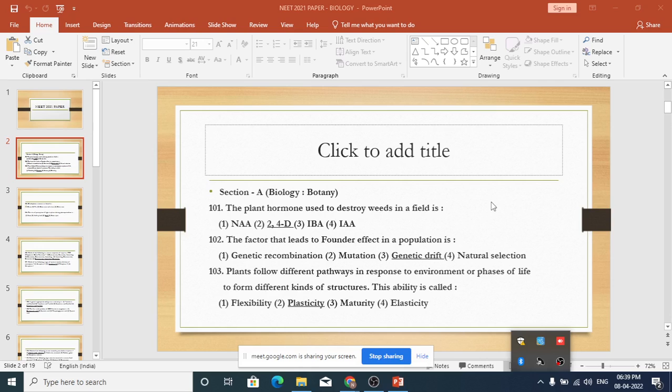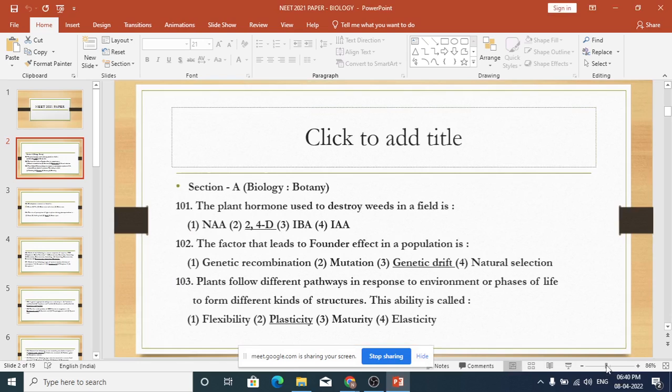Okay, let's go to 103. Plants follow different pathways in response to environment or phases of life to form different kinds of structures. This ability is called. Are you able to see this? Is it big enough? Or should I make it slightly bigger? Is it okay? Yes, sir, it is okay.